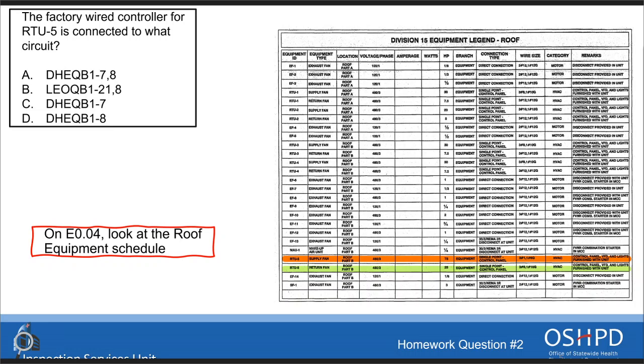But it appears that, from what I saw on this, it would be 7 and 8. This is Monica. Can I add something? Yes, please.